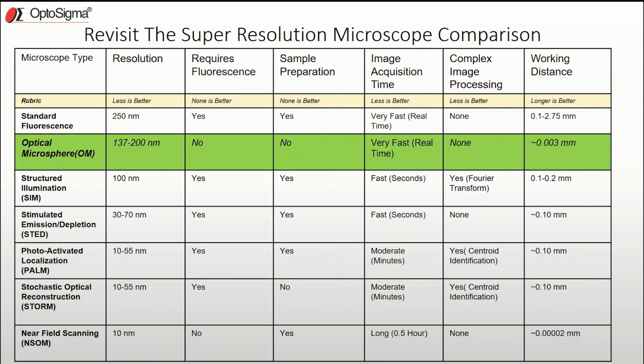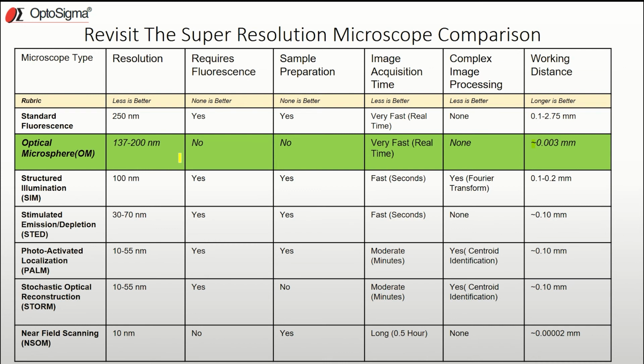So now let's revisit that chart, the table, and I want to pop in optical microsphere microscopy into it and show you kind of where it sits. What you end up with is better resolution than a standard fluorescence microscope, not by a significant amount, but here are some key advantages. One is it doesn't require fluorescence. Two is no sample preparation. Three is it's got very fast real-time image acquisition and no complex image processing required. One of the other issues might be that the working distance is a little on the short side, about 3 microns, but this is something that's not insurmountable. So this is how optical microsphere microscopy fits into the super resolution landscape.